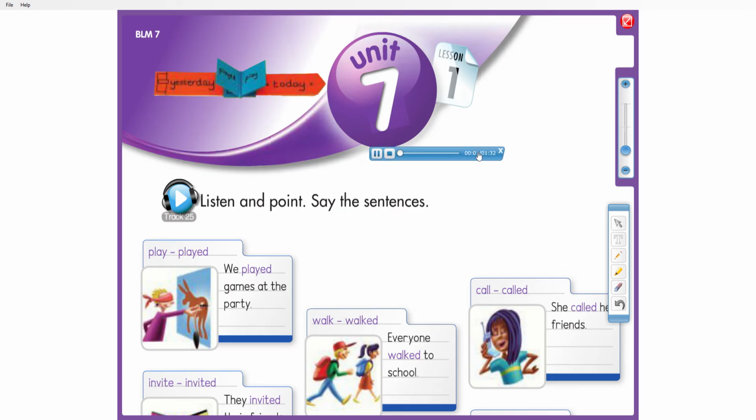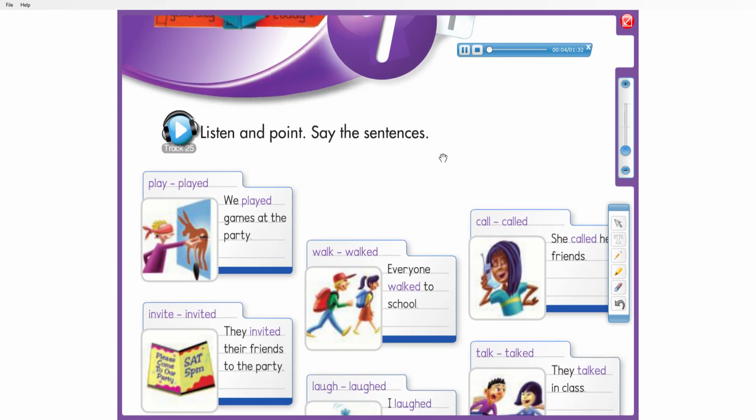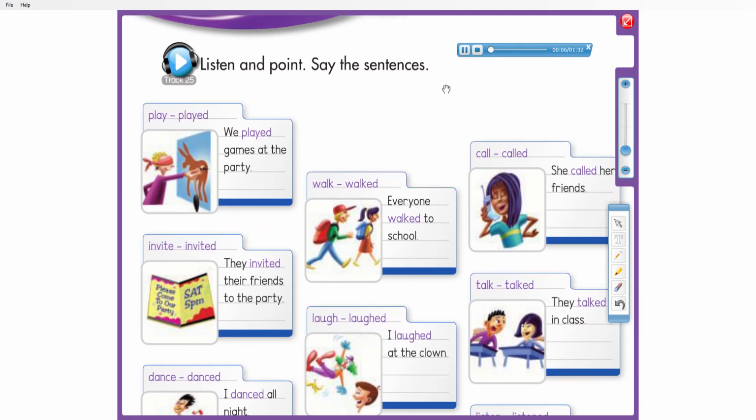Unit 7, lesson 1, exercise 1. Page 52. Listen and point. Say the sentences. Play. Played. Play. We played games at the party.